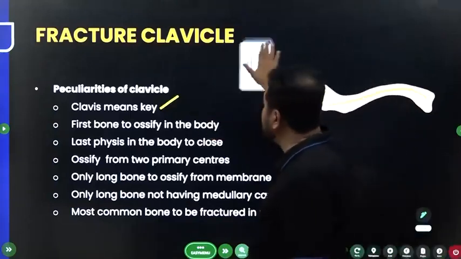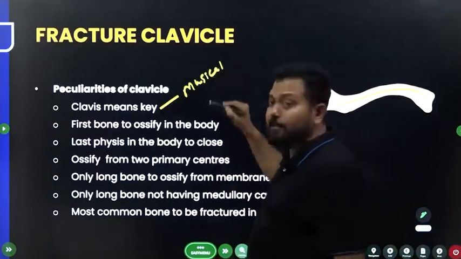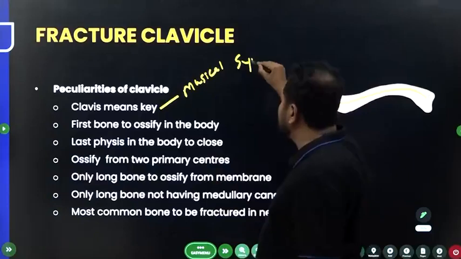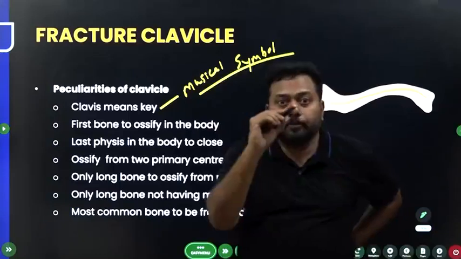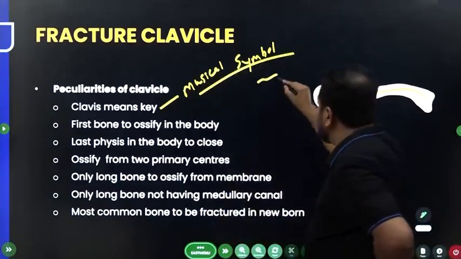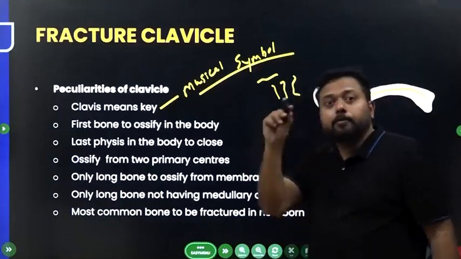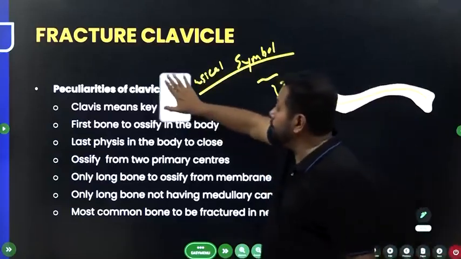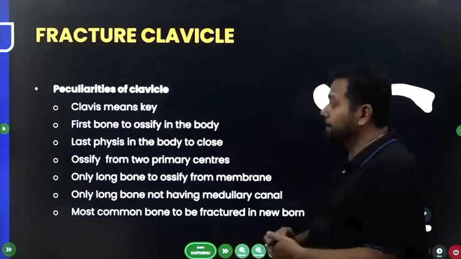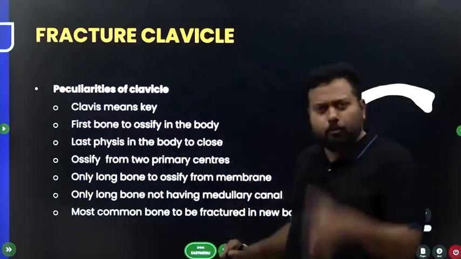Key here means musical key, musical symbol. It looks like a musical symbol. Usually music directors used to write the notations like this, no? So they will be writing notations in various forms like this. So clavicle looks like a musical symbol. Clavis means musical key, not your lock and key. Very basic point.